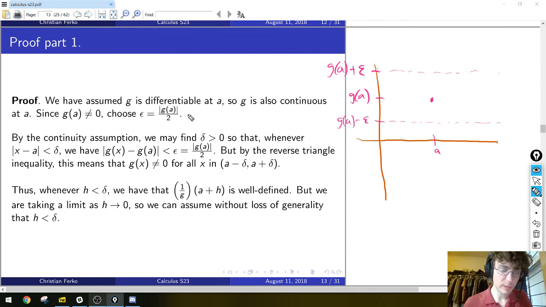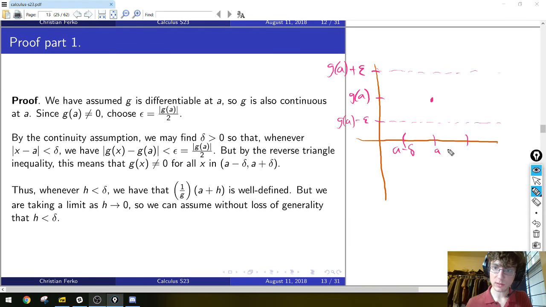So we've proven, I should say, we've assumed it's differentiable, so we've shown it's continuous, and if it is continuous, for any epsilon we can find a delta, so that when the absolute value of x minus a is less than delta, we have the absolute value of g of x minus g of a is less than epsilon. So find that delta, and then we pick our delta interval around a.